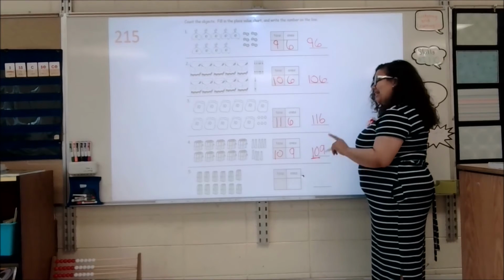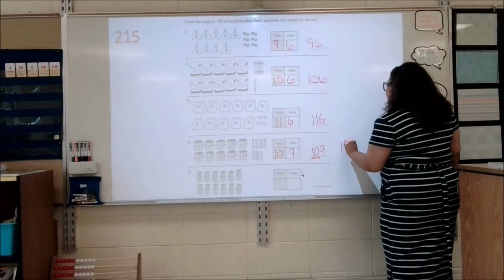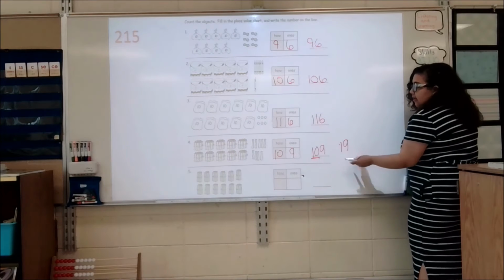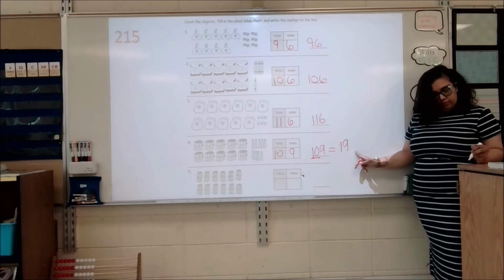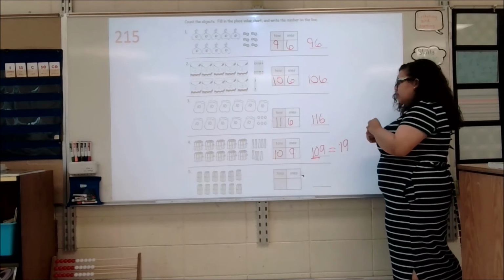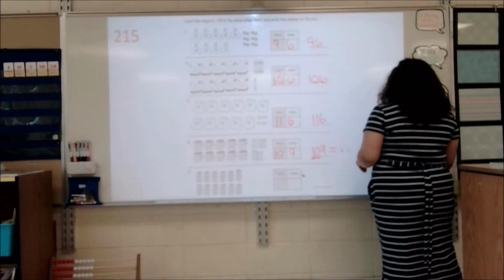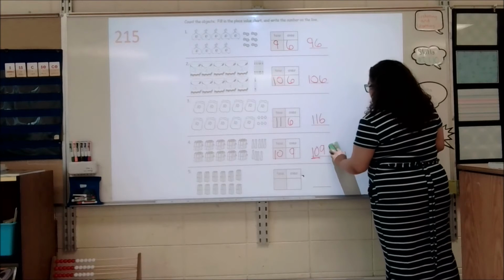This 0 tells me it is 10 tens. You can't just skip it. If you skip it, then you just have 19. Are these the same? Is this true or false? That's false. Those are not the same. 1 ten and 9 ones is not the same as 10 tens and 9 ones, okay?